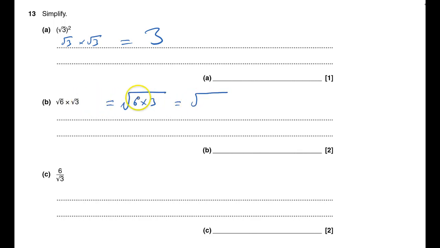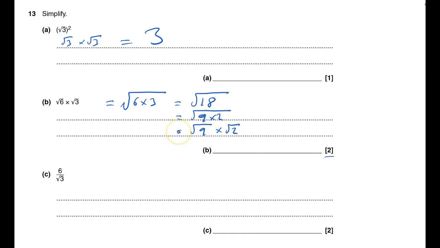But it wants to simplify, and it also gives you a clue by having 2 marks for this. We want to see what square number goes into this, and this is the same as the square root of 9 times 2. And I always like putting the square number first, it makes it easier to see. And that means it's the square root of 9 times the square root of 2.